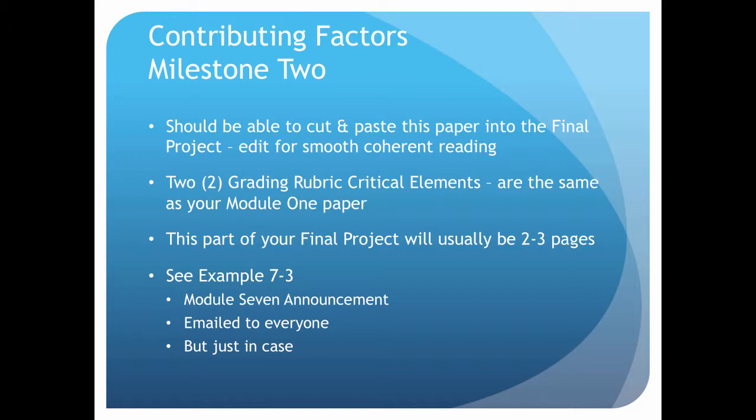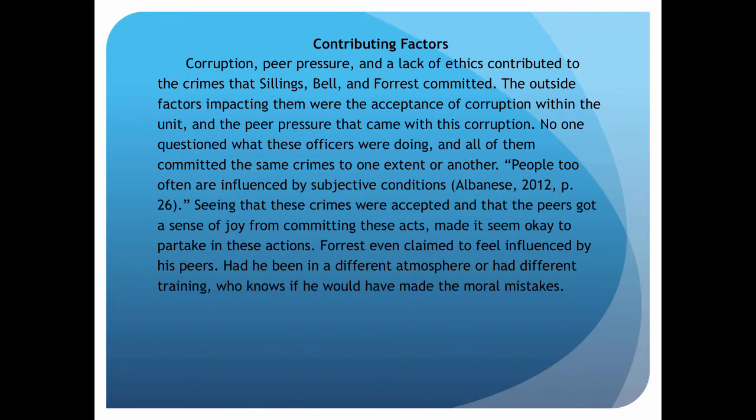Just like before, Module 7 announcement, I emailed it to everyone, but just in case, here is part of a sample narrative. Contributing factors. Corruption, peer pressure, and a lack of ethics contributed to the crimes that Sillings, Bell, and Forrest committed. Pretty good topic sentence. We know where this paragraph is going. The outside factors impacting them were the acceptance of corruption within the unit and the peer pressure that came with the corruption.